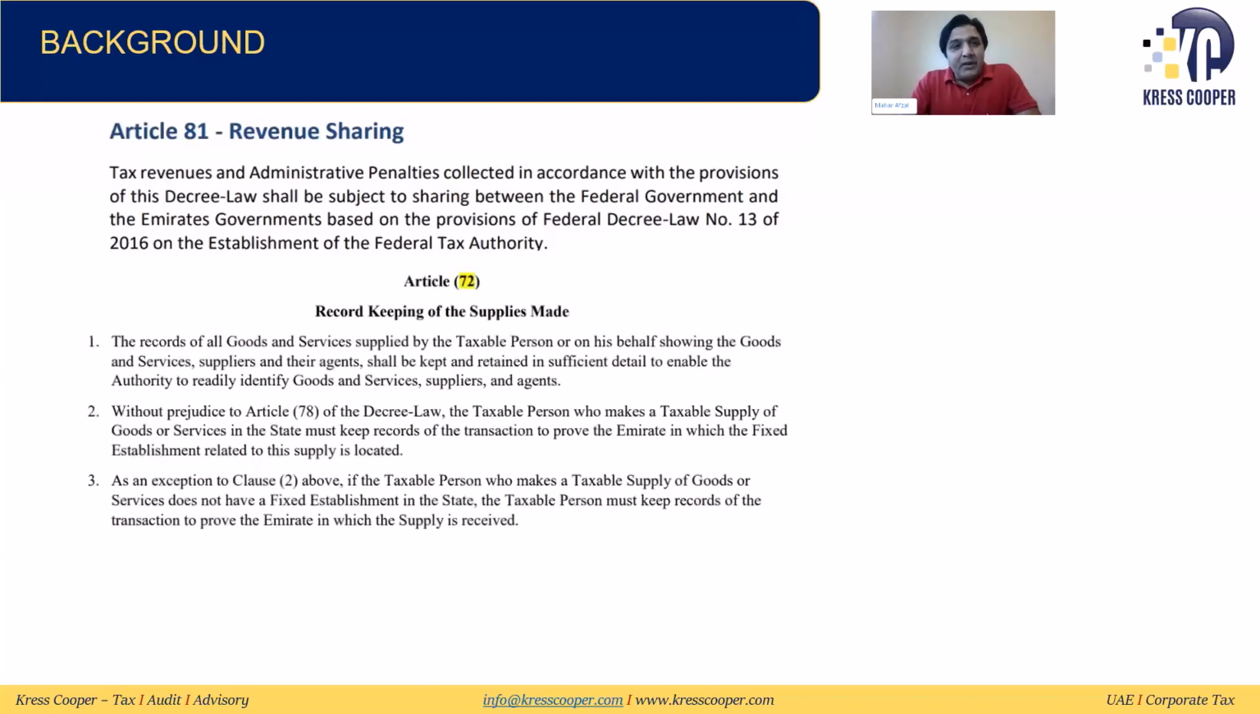In our previous VAT law, which has been revised till now, Article 72 says that the record of all goods and services supplied by the taxable person, or the goods or services supplied by the agent, shall be kept and retained. So whoever is the taxable person needs to maintain the record. Subclause 2 of Article 72 is very important, where they mention that a taxable person who makes a taxable supply of goods and services in the state must keep the record to prove the emirate. This is the reason basically.